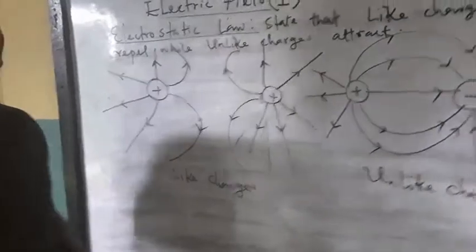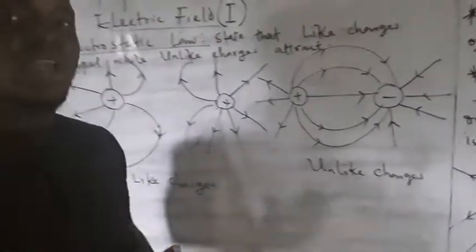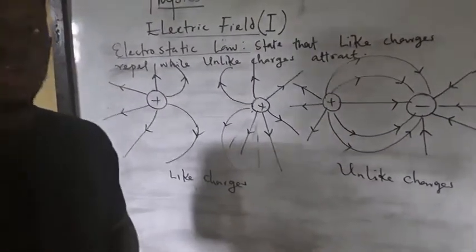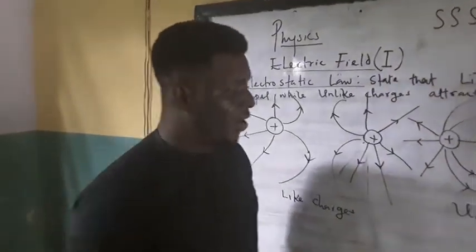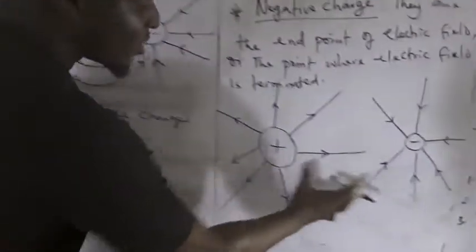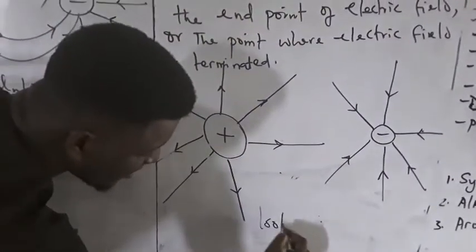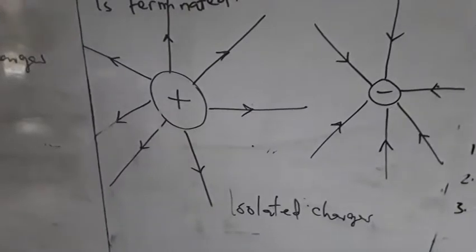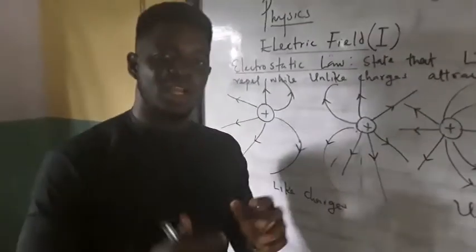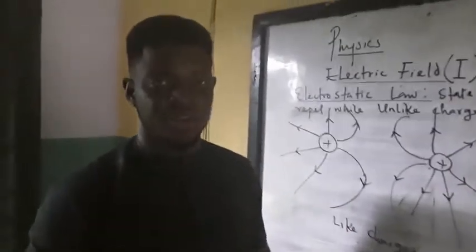So we are going to look at how we can play around this by talking about the properties of electric line of force. And this one is called isolated charges. They are isolated charges. So you see me in the electric field 2 class so that I can share more knowledge on this. Thank you very much. See you there.